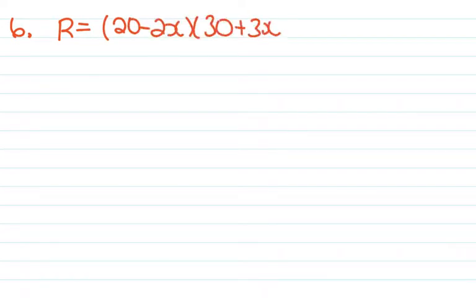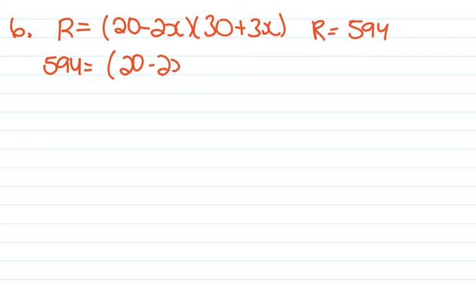All right, so let's start with the equation. r equals (20 minus 2x) times (30 plus 3x). Now we need to solve for x when r equals 594. So in my equation, in the place of r, I'm going to write 594 equals (20 minus 2x)(30 plus 3x). So this is already factored, but it's not factored to include the 594.